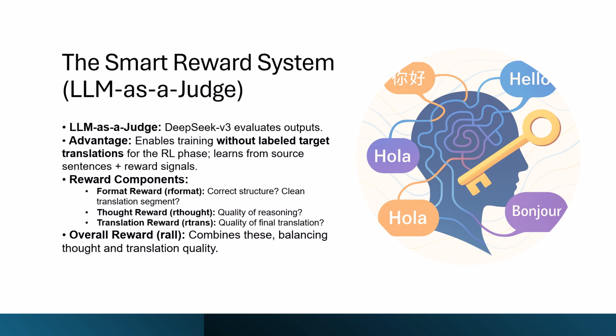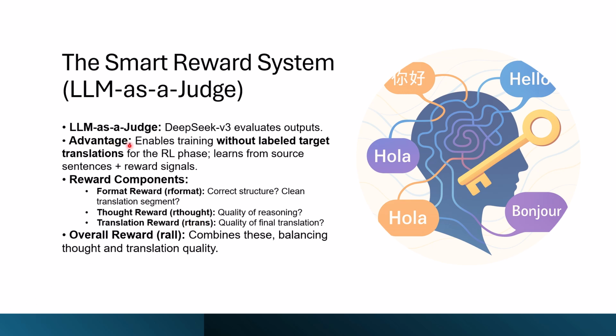So we have three different rewards: R format, R thought, R trans, and after that we have R all. As you can see, R all is nothing but a combination of R format, R thought, and R trans.